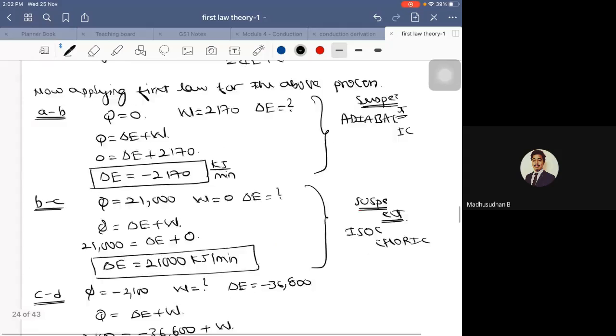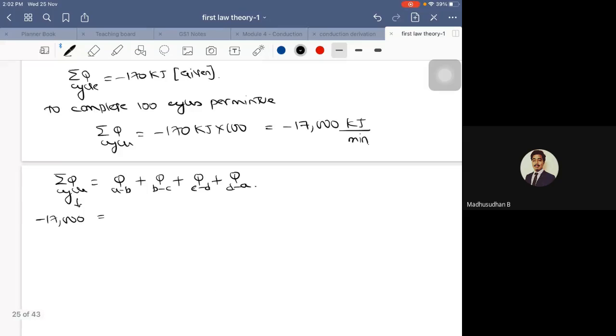Now, what is the value of Q A to B? Zero. Plus Q B to C, 21,000. Q C to D, minus 2,100, plus Q D to A. This is the only thing left over in the equation, and you can calculate it very easily. So what is the value of Q D to A, guys?